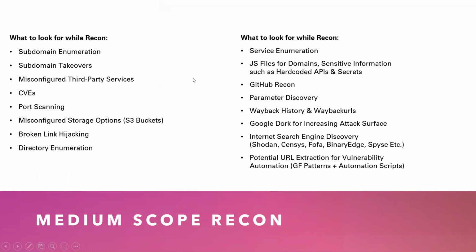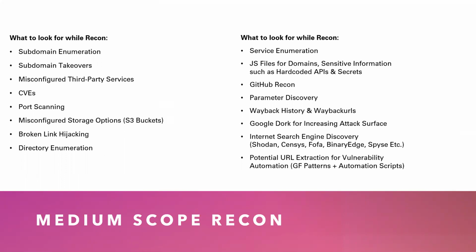Now, let's look at medium scope recon. In medium scope recon, most of the things stay the same except for a few. Here we look at subdomain enumeration because *.target.com is in scope. So subdomain enumeration is really important. Further, you can perform subdomain takeovers. You can check for misconfigured third-party services. You can check for misconfigured storage options like S3 buckets.